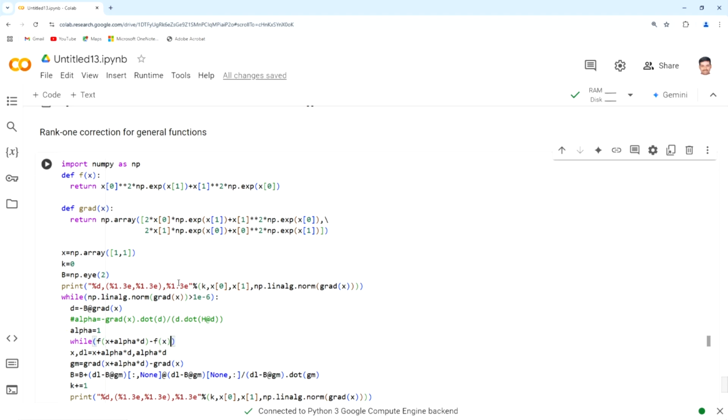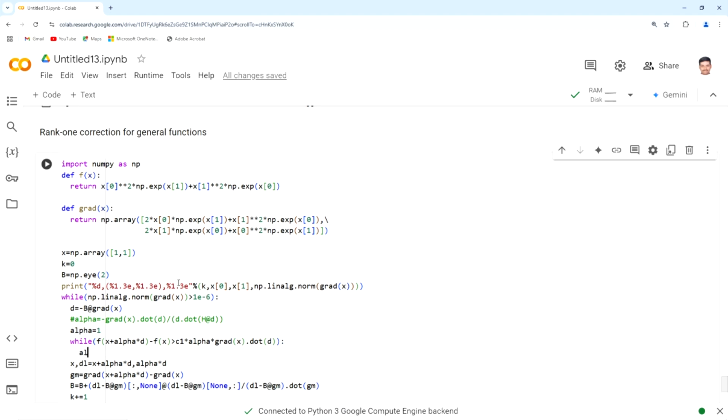f of x plus alpha d minus f of x greater than c1 into alpha into grad of x dot d. Then alpha equals alpha into rho. So I have to initialize c1 and rho also. Let me initialize them as 0.75 and 0.8 as usual.